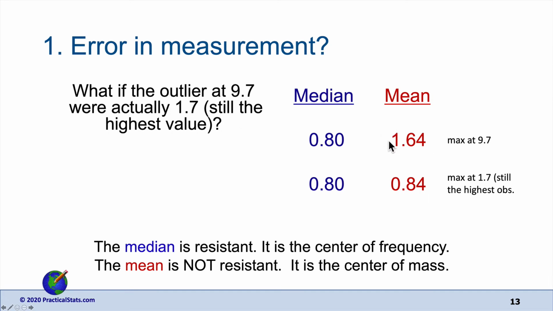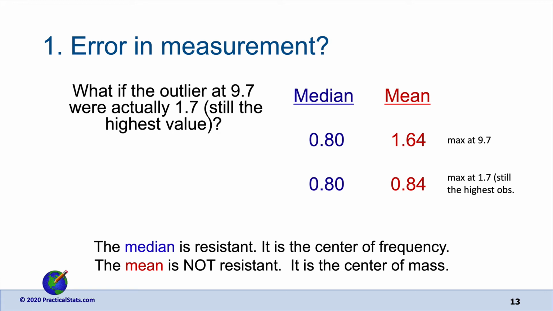If it was at 9.7, the mean was 1.6. If you drop it down to 1.7, the mean is half of that at 0.84. So it strongly affects the mean. The mean is not a resistant measure of the center, resistant being a technical term in statistics. It's the center of mass. And when you have this big of a change in the data value, you're changing the mass, the total amount. However, the median, which is the center of frequency, doesn't change at all. The median is a resistant measure.